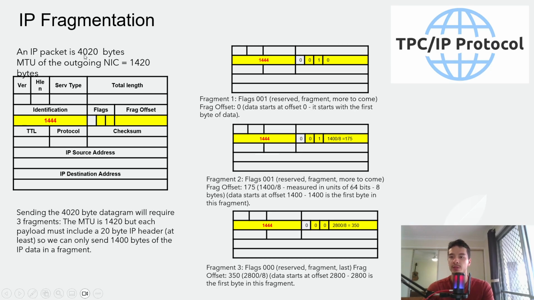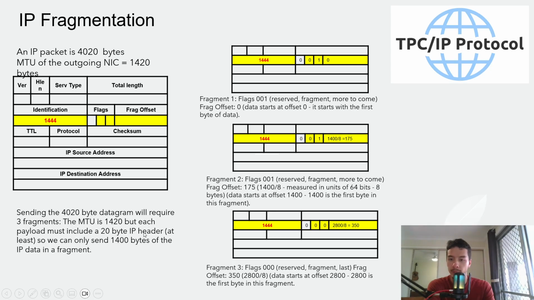We've gone over this one before, but we can just look at it here. The IP packet is 4020 bytes. The MTU of the outgoing NIC is 1420. You've got the identification code, which says these are all part of the same packet. Sending this will require 3 fragments. So you're going to have 3 to fulfill this need.